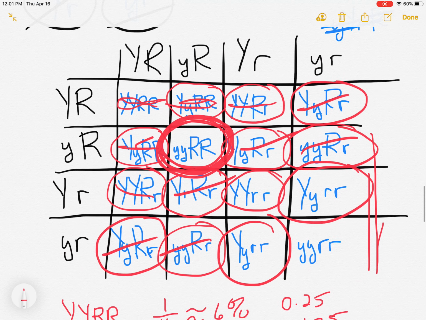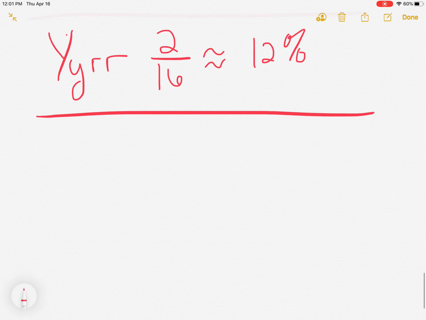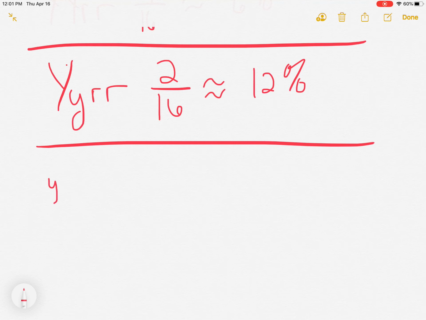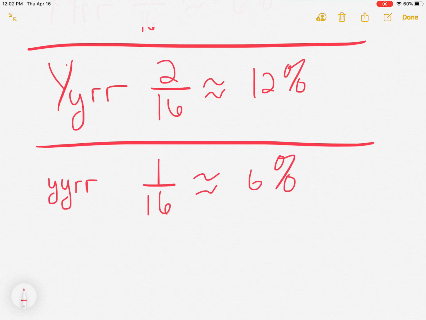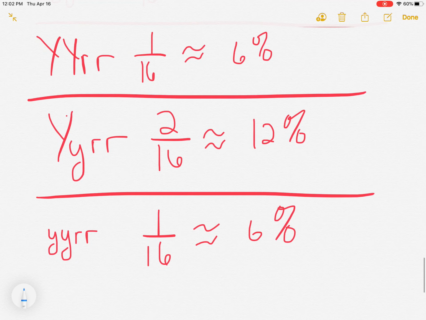Two out of 16, which is about 12%. And then the last combination, let's cross those ones out. Oh, we forgot to cross this guy out last time, so get rid of him. And then we just did these two, so get rid of those. Our last one is this one, the double baby letters, the double recessive. And there was 1 out of 16, which is approximately 6%.